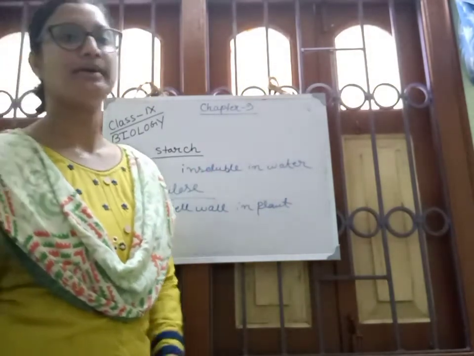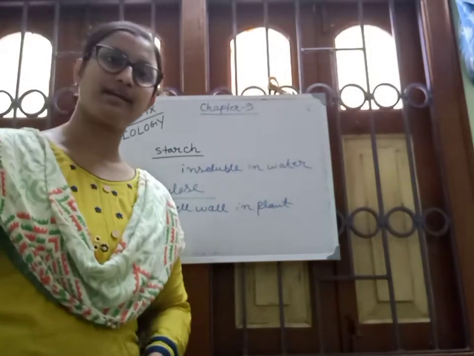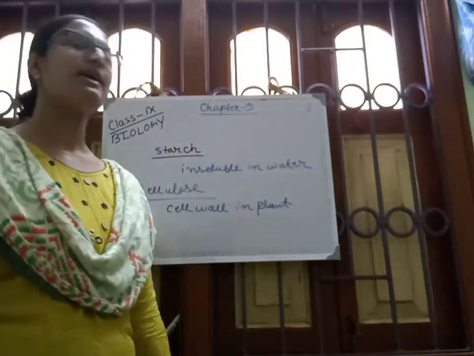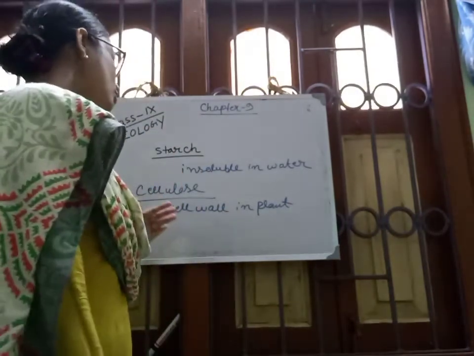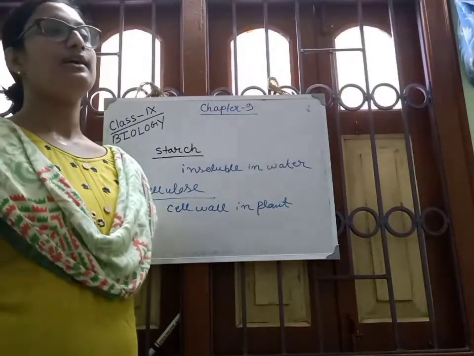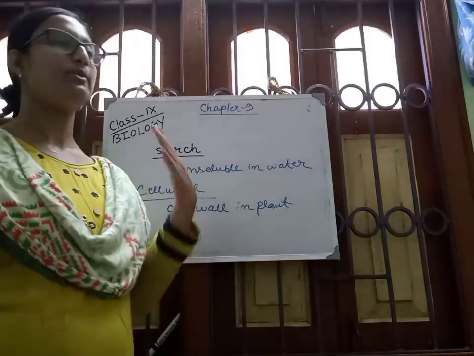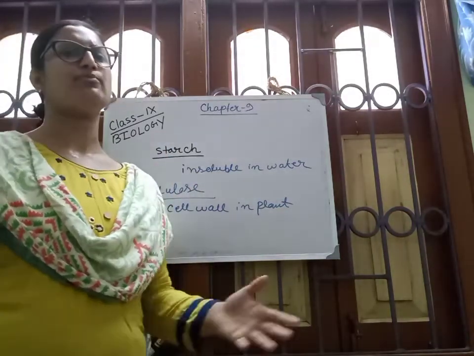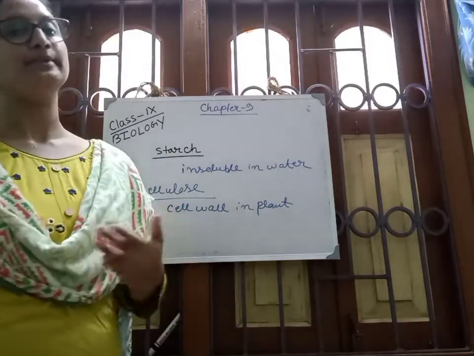Two molecules of carbohydrate combine together to form a disaccharide. Starch is a polysaccharide and is insoluble in water. Cellulose is present in the cell wall in plants, and it is not digested in the human body because there is no cellulose enzyme in our body. Your carbohydrate topic is completed.